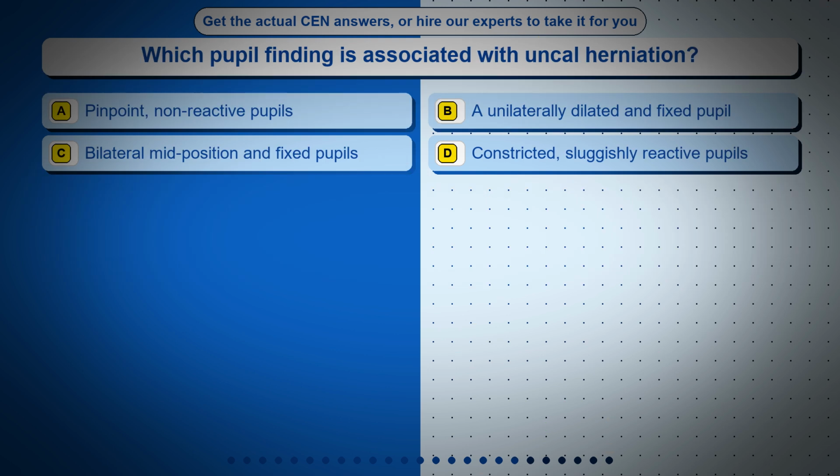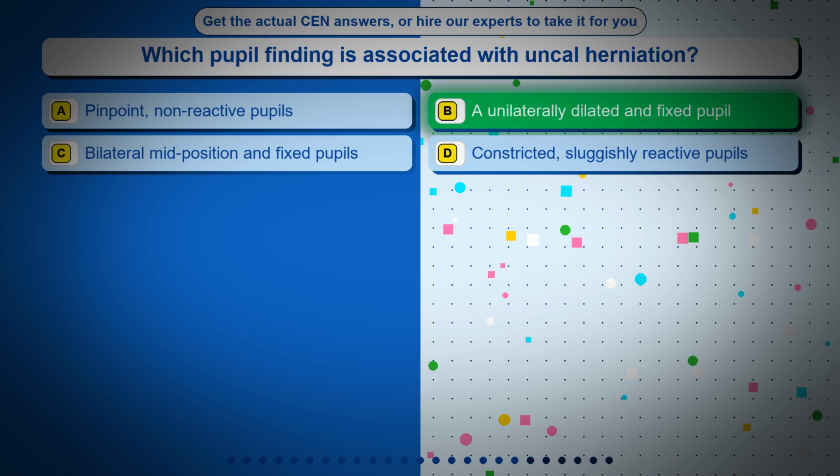Which pupil finding is associated with uncal herniation? Option A, pinpoint, non-reactive pupils. Option B, a unilaterally dilated and fixed pupil. Option C, bilateral mid-position and fixed pupils. Option D, constricted, sluggishly reactive pupils. The correct answer is option B, a unilaterally dilated and fixed pupil.